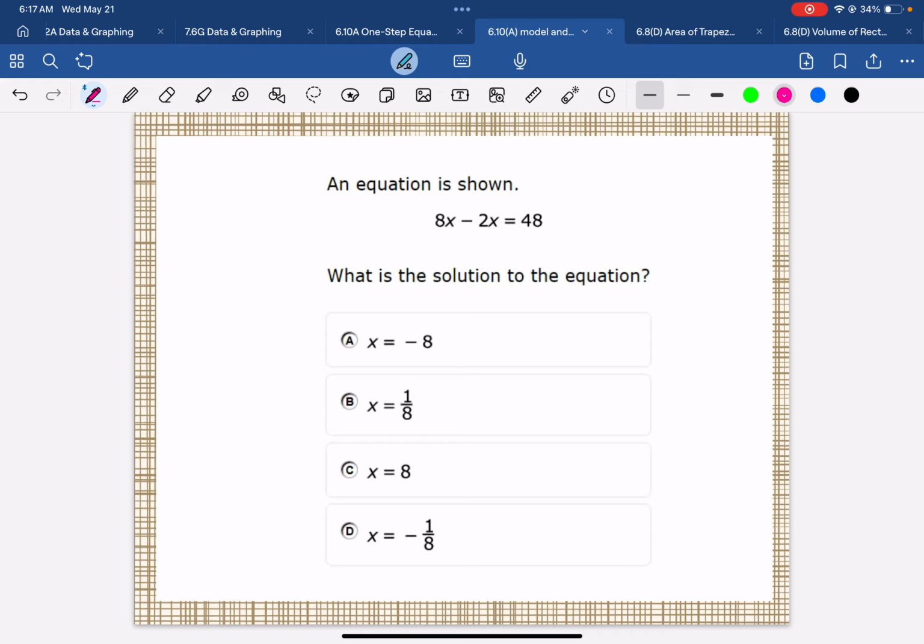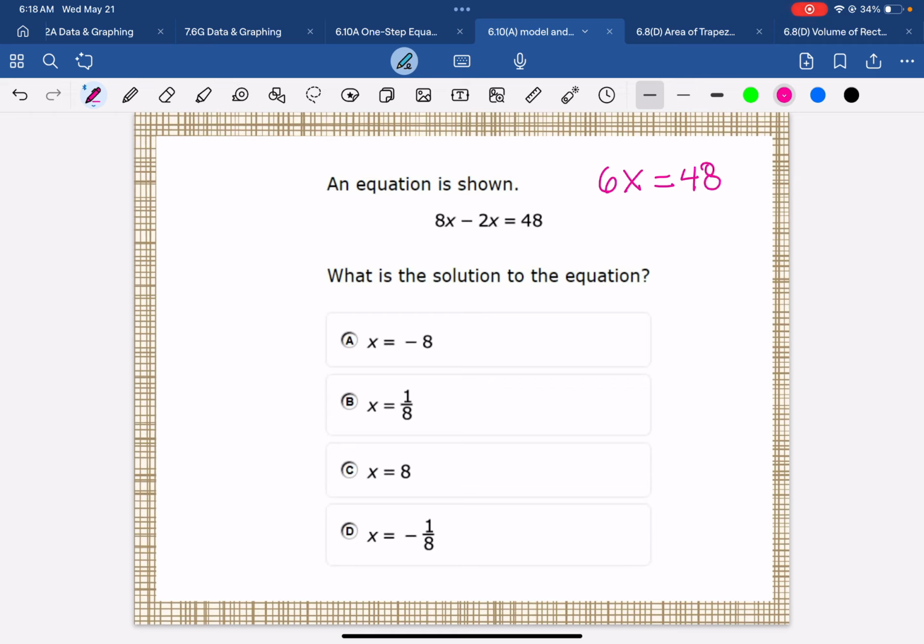Now, the first thing I want to do is simplify both sides of the equation, and one way I can simplify is I'll combine like terms on the left side, 8x minus 2x. I can combine those because they have the same variable and the same exponent. So this becomes 6x is equal to 48.